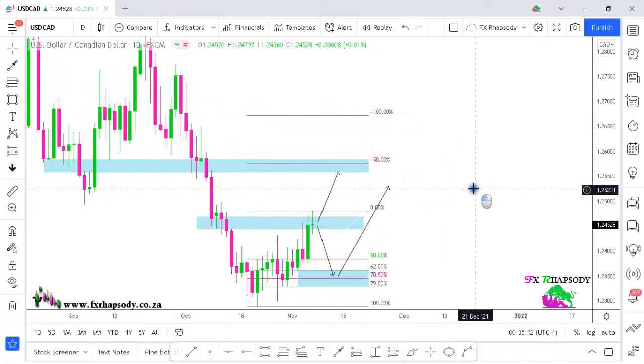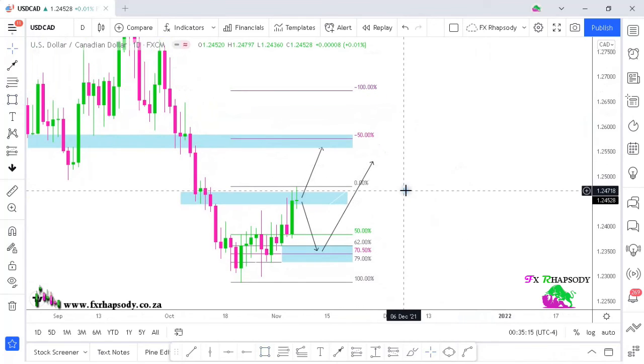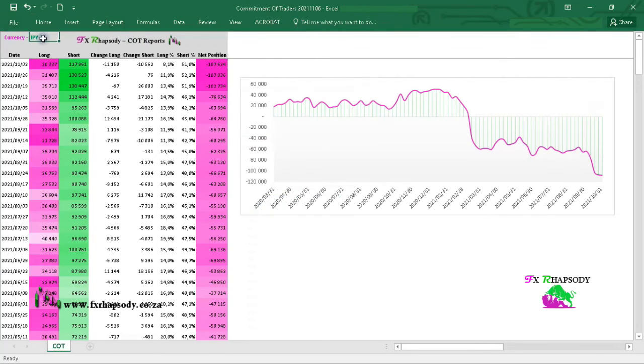So guys, a couple of scenarios on the USD Canadian dollar. Please go down to your lower time frames, go visit that, do the same analysis. Let's look at one more thing before we close for the day. Let's go look at the Canadian dollar.